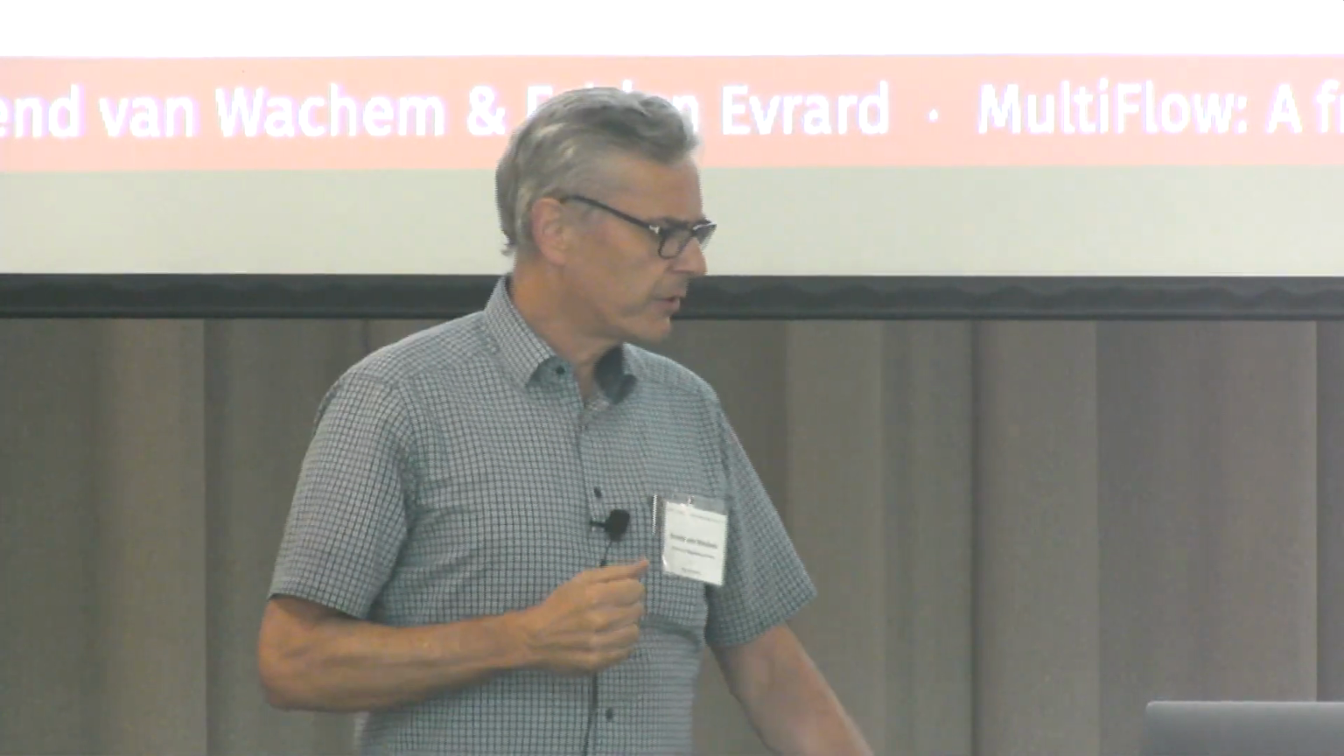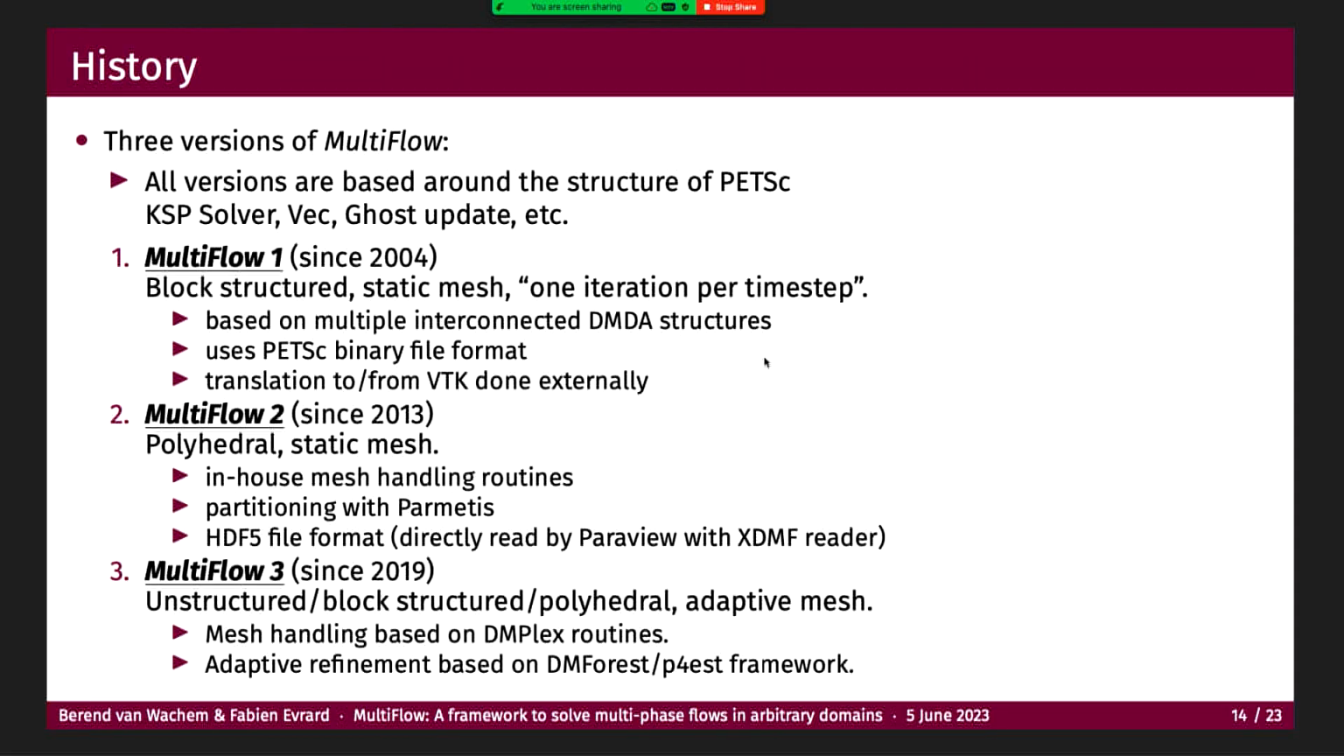I've been working with PETSc since about 2000. We're now in our third iteration. Our first MultiFlow was block structured with a static mesh. It was very implicit, one iteration per time step. We used multiple interconnected DMDAs. For each block, there was a separate DMDA and an MPI group working on it. We used the PETSc binary file format, which we then converted to VTK to process with either scripts or look at with ParaView.